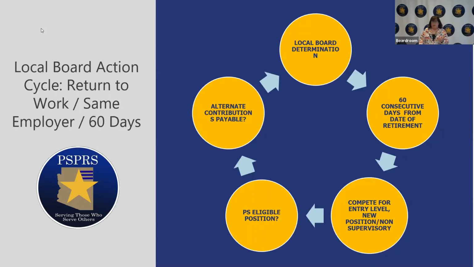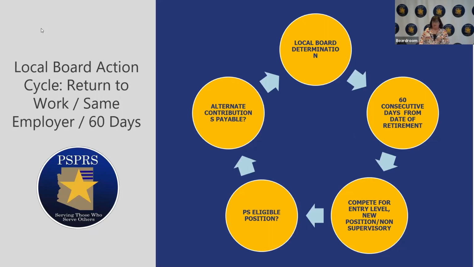So the local board needs to meet and determine, did the member meet the 60 days from date of retirement, which is the first of the month following when they're effective at public safety for their pension? Did they compete in an entry level, new position, non-supervisory? Because again, it's 60 days and they have to participate in that entry level, non-supervisory position. Was that position public safety eligible or not?